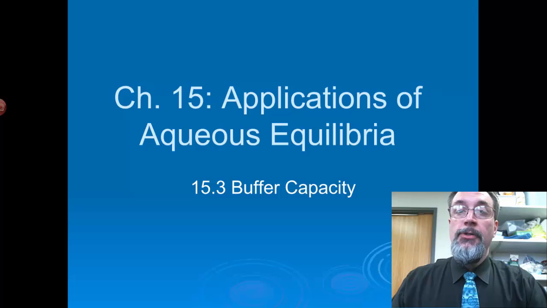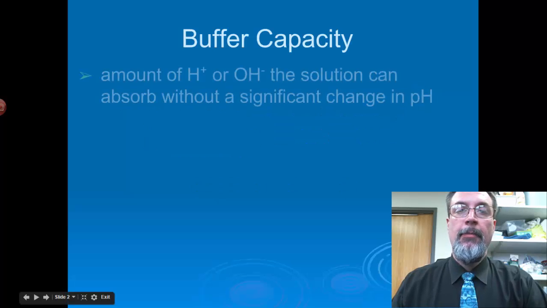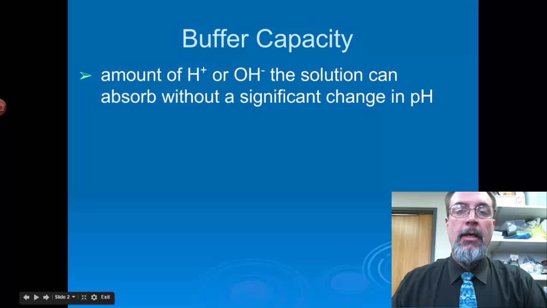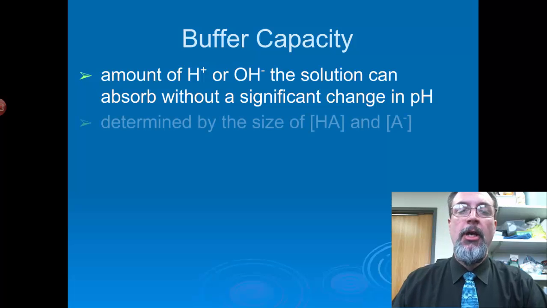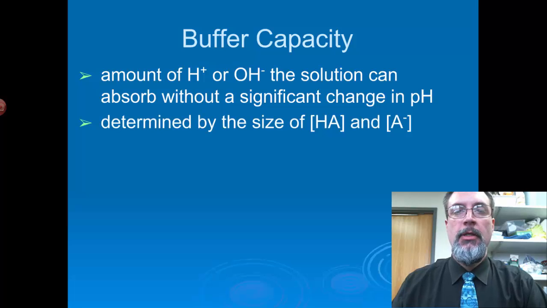We learned about buffers in a previous lecture. What we're going to talk about now is the capacity of a buffer. How much buffering can it actually do? The definition of buffer capacity is the amount of H plus or OH minus that a buffer solution can absorb without a significant change in its pH. When we talk about significant change, we mean plus or minus 1 pH unit. So we don't want it to change more than 1 pH unit.